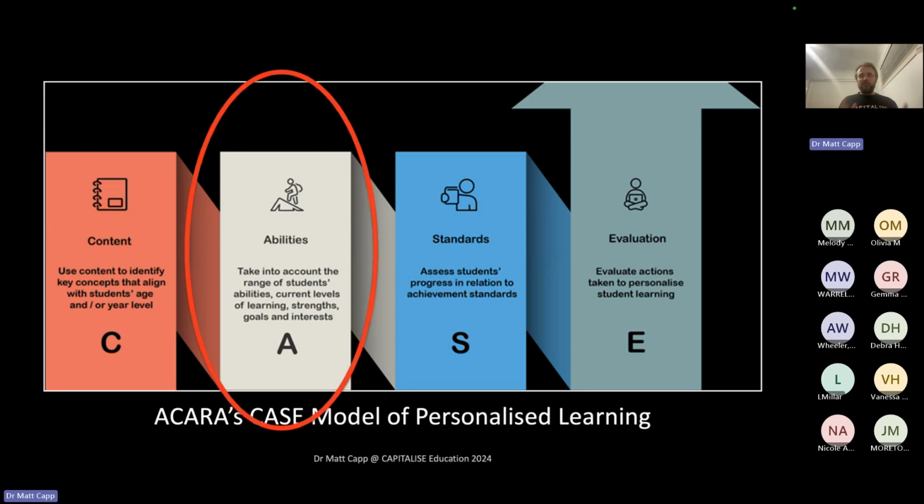When we're looking at the students' strengths and barriers to learning, it really helps with this A part of the CASE model. So the first session, we looked at the C part of the model and the S part of the model. Today, we're looking at the A, around abilities of students.